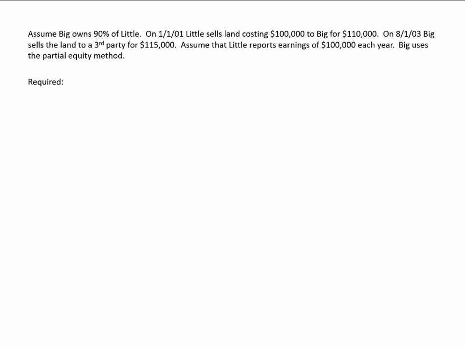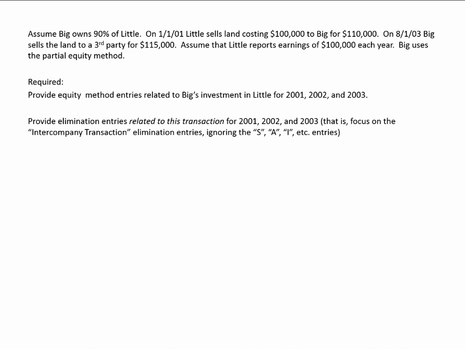Assume that Little reports earnings of $100,000 each year and pays no dividends, and that Big uses the partial equity method. Required, we need to provide the equity method entries related to Big's investment in Little for 2001, 2002, and 2003, and also provide the elimination entries related to this transaction for 2001, 2002, and 2003.